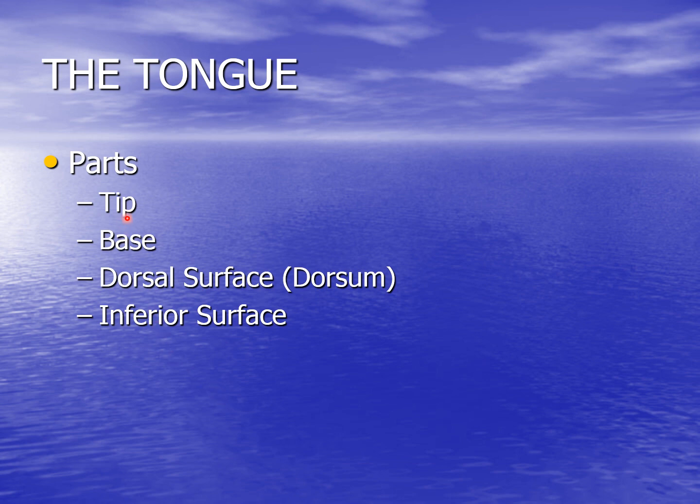What are the parts of the tongue? We know there is the tip of the tongue, the base of the tongue, which attaches to the floor, and the dorsal surface, the dorsum of the tongue, as we have seen. It is divided into anterior and posterior parts by the sulcus terminalis. There is the inferior surface of the tongue, as we have seen before.